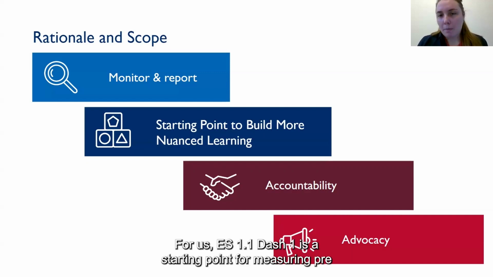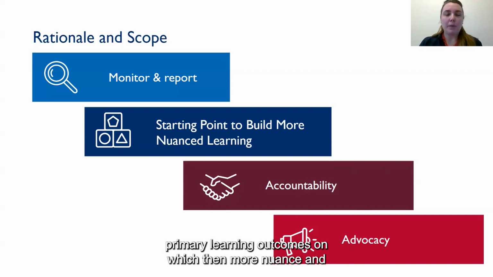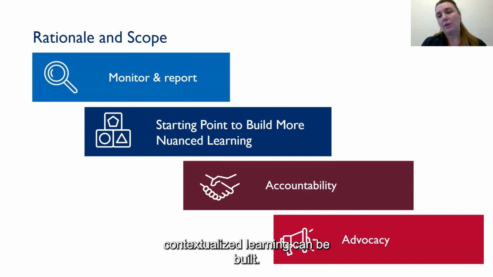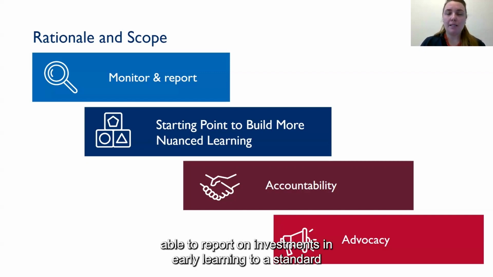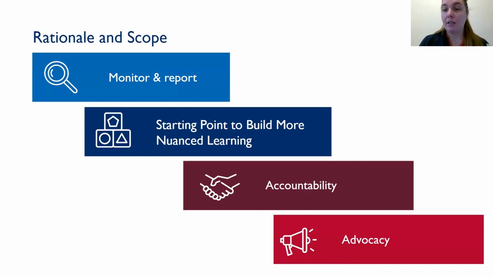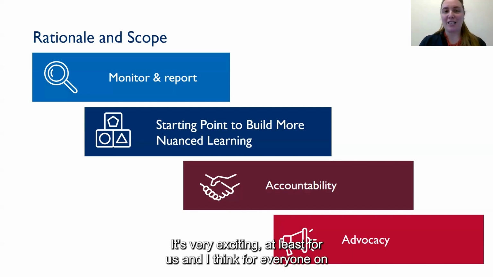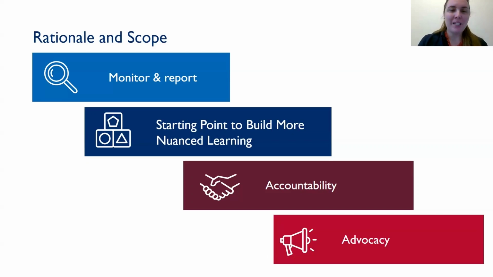For us, ES 1.1-1 is a starting point for measuring pre-primary learning outcomes, on which more nuanced and contextualized learning can then be built. And lastly, but very importantly, as Melissa also pointed out, this is the first time that the agency will be able to report on investments in early learning through a standard indicator for the pre-primary level. It's very exciting, at least for us, and I think for everyone on this call.